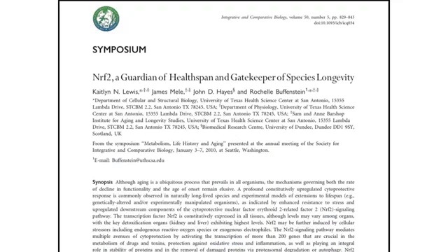This is another article that I frequently reference to folks who are trying to get a handle on what NRF2 is. NRF2, guardian of health span and gatekeeper of species longevity. It gives a great synopsis of what NRF2 does in the specific organ systems. So it'll go through the heart, the liver, the GI tract, everything, and tell you all the studies that have been done on NRF2 on organ-specific things.